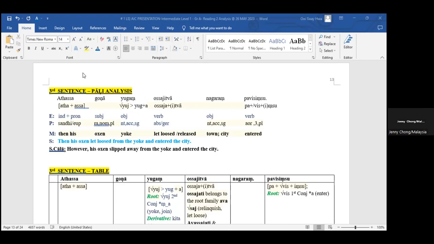Okay. For example, under this one: then his oxen let loose from the yoke and enter the city, the one in blue color. In terms of English, it doesn't look nice. What's the meaning of let loose? Of course, in English it is translated as let loose, but here nobody let it loose. It slips away, it releases by itself. When you put let loose, it sounds like somebody is letting the oxen go, but nobody did. That's why, actually, I copied from the Bhikkhu's translation: the oxen slip away, which we understand as released by itself. So when you write like this, besides the direct English, you also need to put a better English, an indirect English.